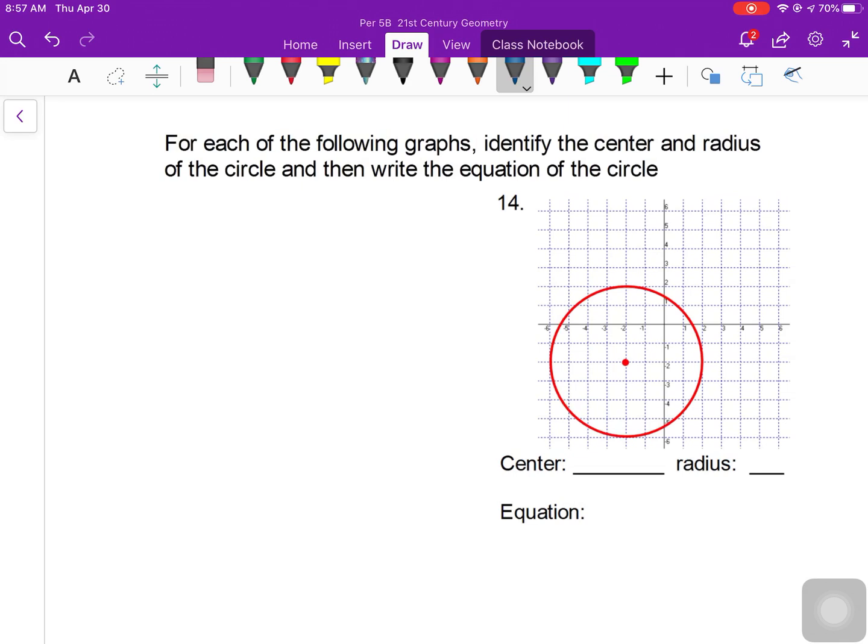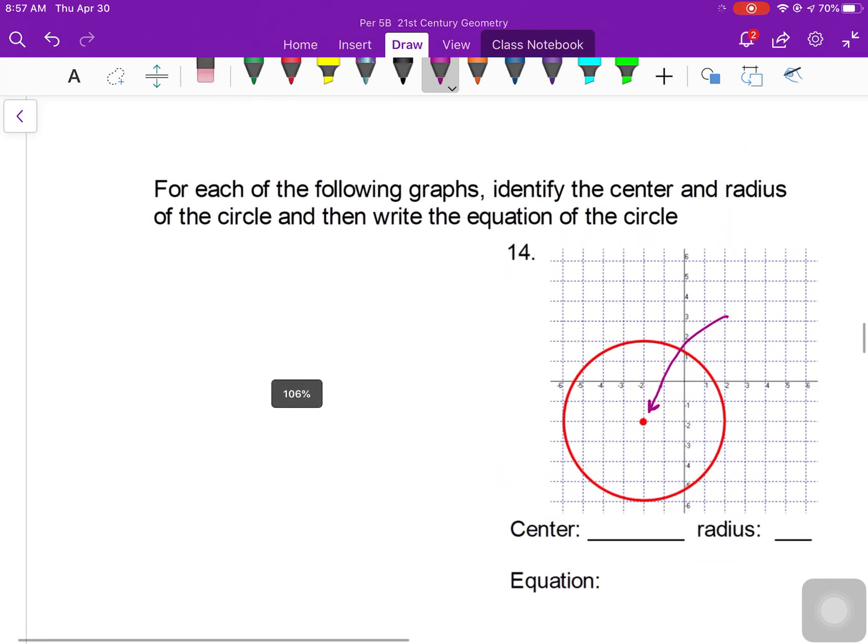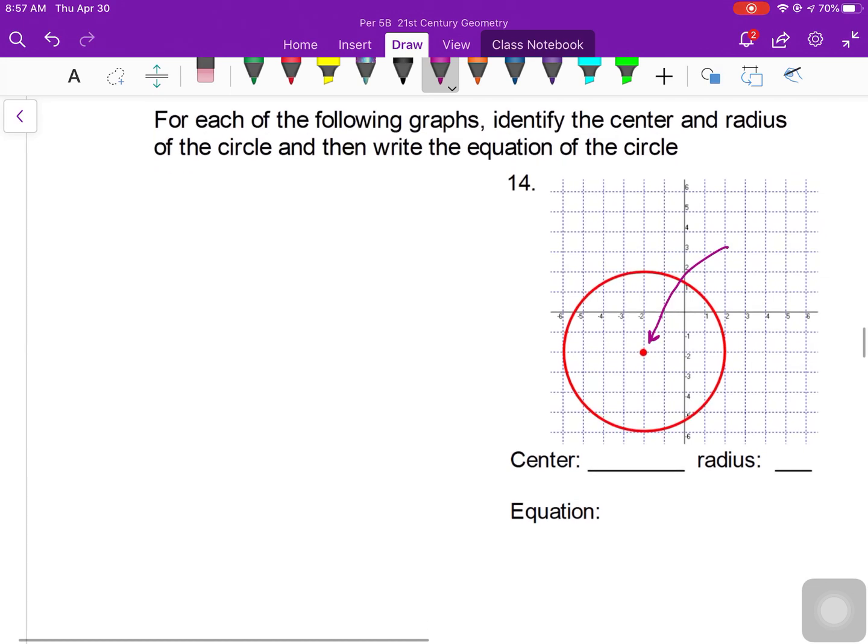Here's one where we're doing the reverse of what we just did. In this case, we're given the graph. We're asked to pick out the center and radius and to write the equation. Now, the center is really just a matter of getting the ordered pair for this point right here. It looks like we have gone left 2 and down 2.